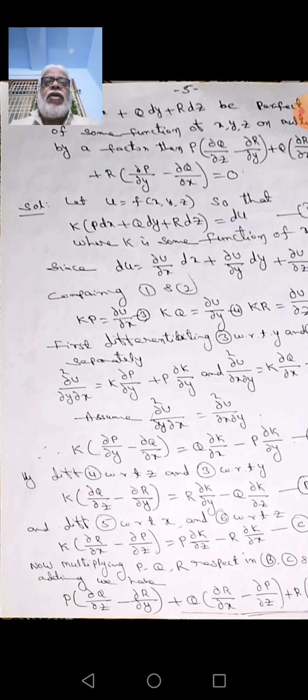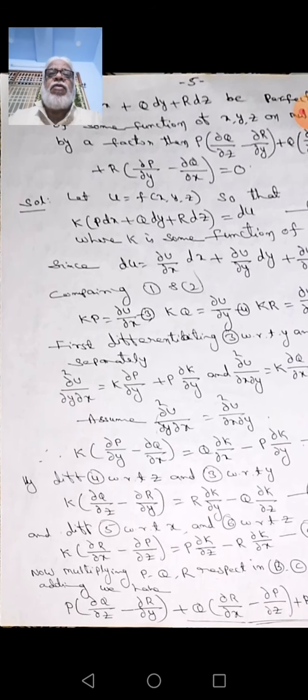If you remember this, if P dX plus Q dY plus R dZ is a perfect differential equation, then by an integrating factor, P into (∂Q/∂Z minus ∂R/∂Y) plus Q into (∂R/∂X minus ∂P/∂Z) plus R into (∂P/∂Y minus ∂Q/∂X) is equal to 0. This is the formula for the condition for the total differential equation.